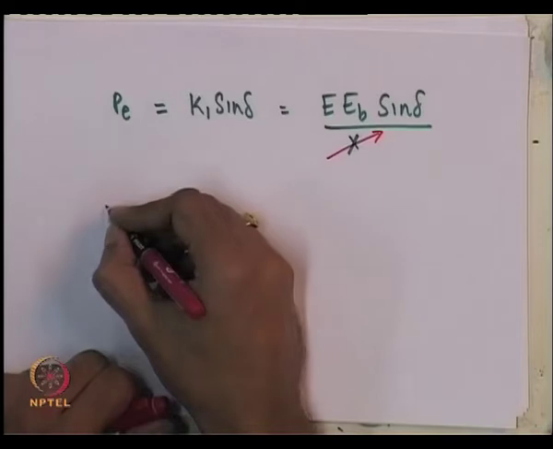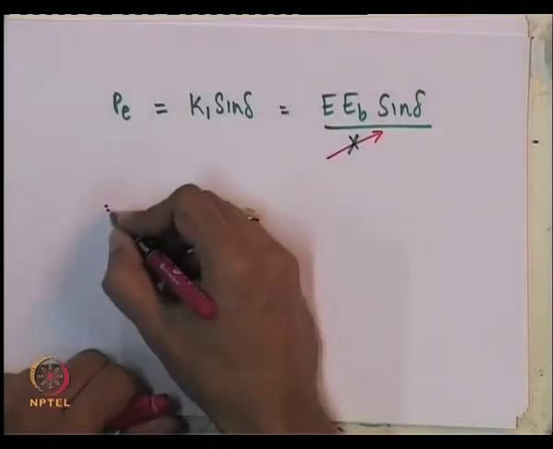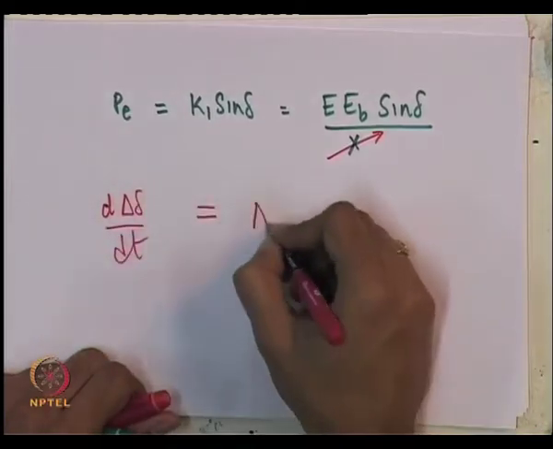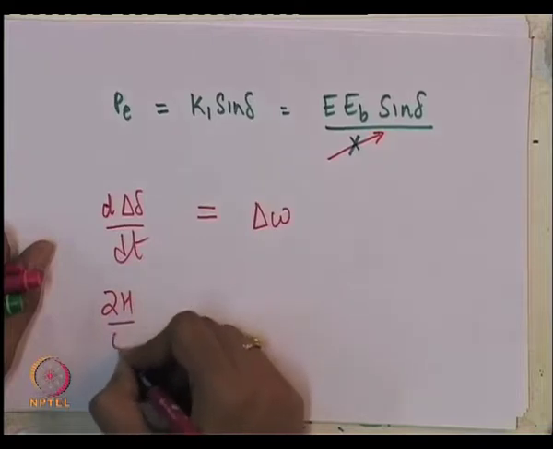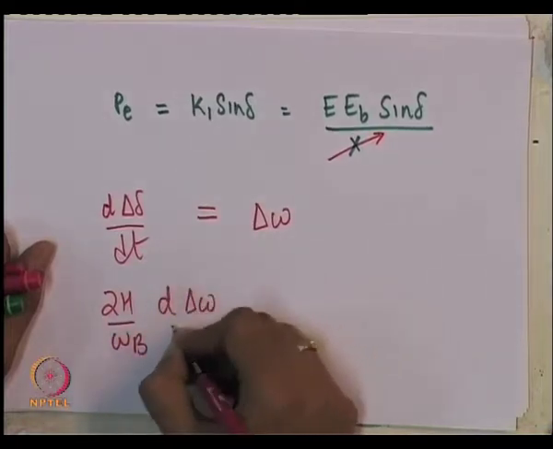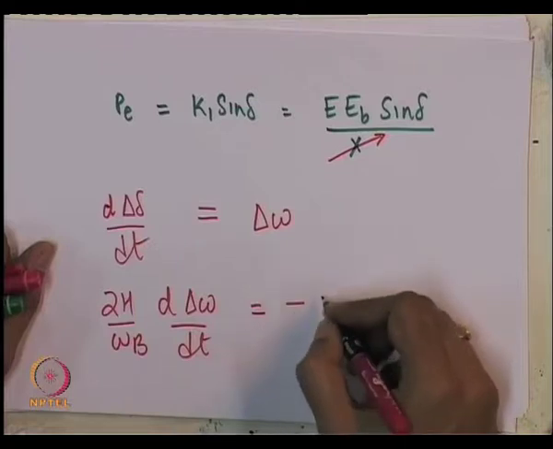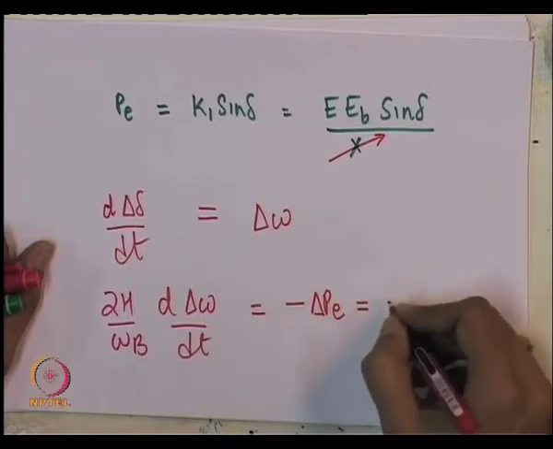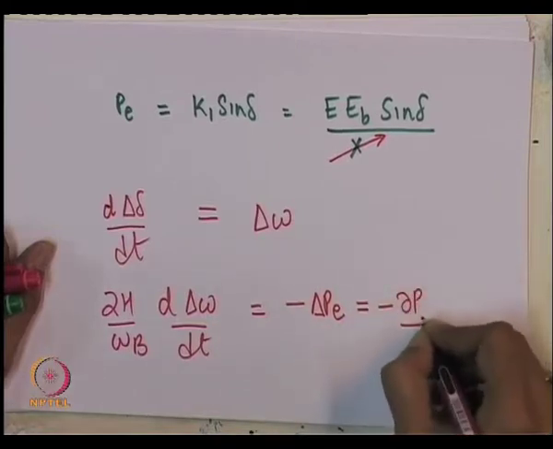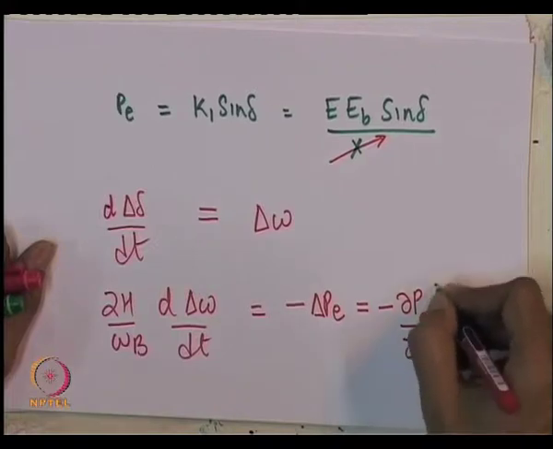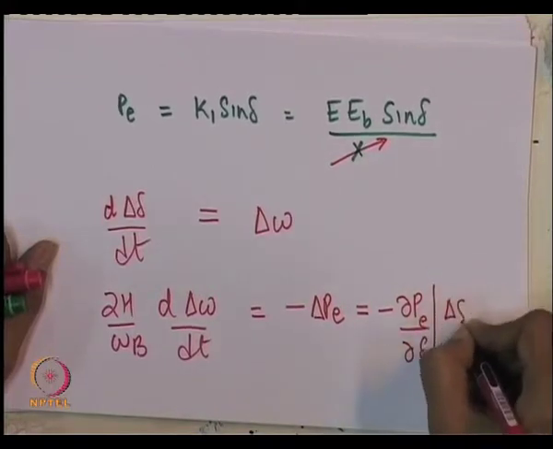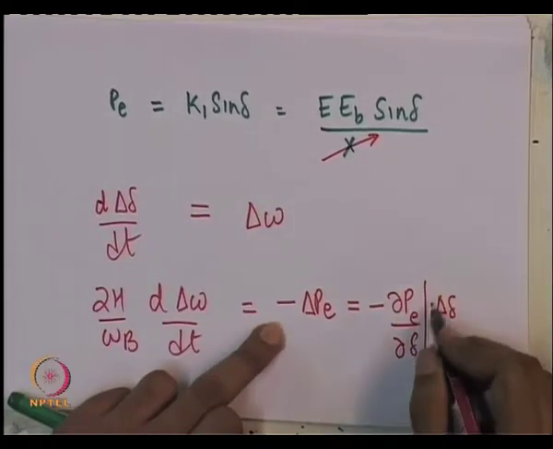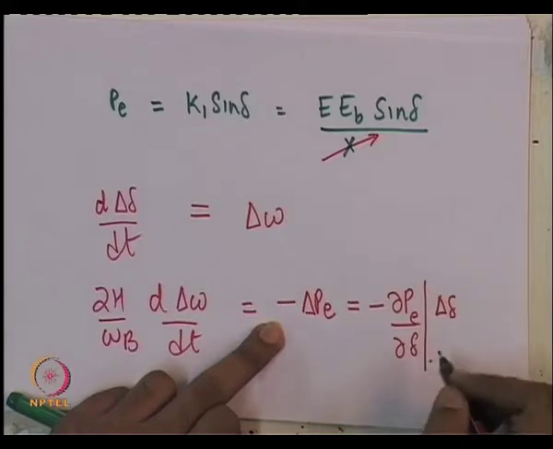Okay. Now, if I am writing down my linearized equations, d delta by dt is equal to delta omega, and 2H by omega_b d delta omega by dt is equal to minus delta Pe, assuming delta Pm is equal to 0, which is nothing but minus of dPe by d delta into delta delta. The straight line indicates that you have to evaluate this partial derivative at the equilibrium point.